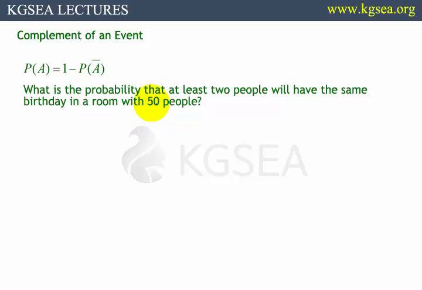When you feel that way, it's time to do complement of an event. So I'm not going to find the probability that 2 share the same birthday. I will find 1 minus no shared birthdays. Okay, how do we do that?